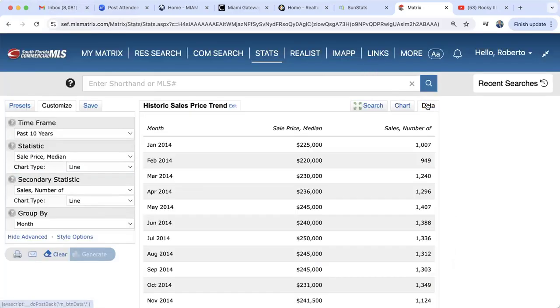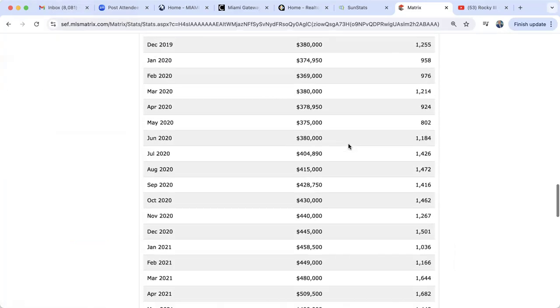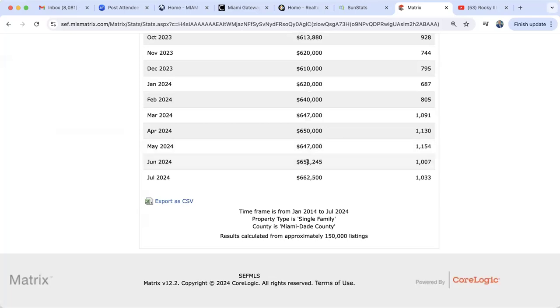All right, going to go straight to data and let's take a look. So we have here sales price median and number of sales. The median sales price 10 years ago in Miami-Dade County was $225,000, just 10 years ago. The median price for a single family home in Miami-Dade County in July of this year is a staggering $662,000. Guys, from 225 to 662 in just 10 years.